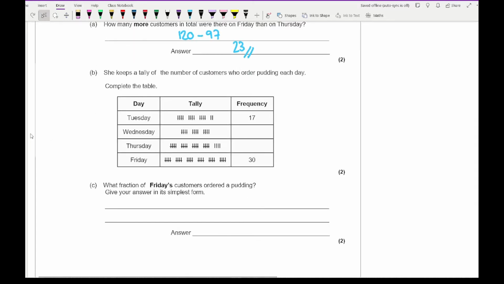Then it says she keeps a tally of the number of customers who order pudding each day, and it says complete the table. So what we need to do is just total up the tallies. So this one is going to be 15 and this one here is going to be 24.